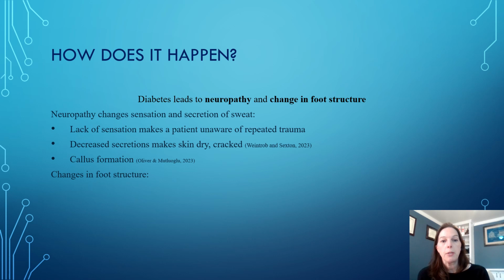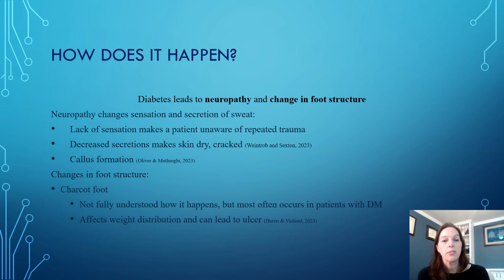So in diabetic patients, you have this thing called Charcot foot. It's not really understood how it happens, but most often it does happen in patients with diabetes, which is why it's associated with it. What happens is that the foot restructures, and the bones may shift and sometimes fracture. There is a difference in the way that weight is distributed. So when the patient is walking on their foot in a different way, it eventually leads to an ulcer.